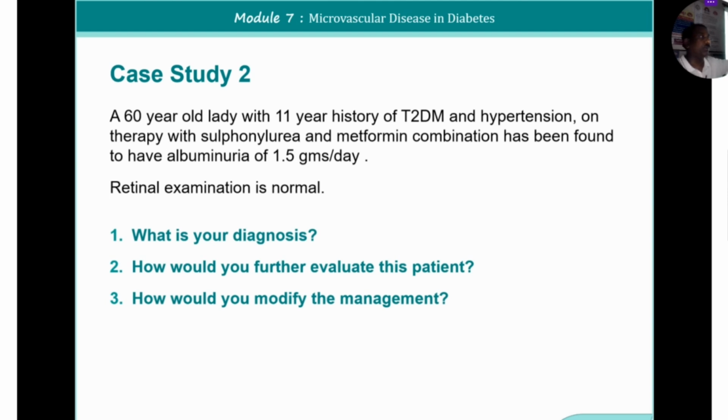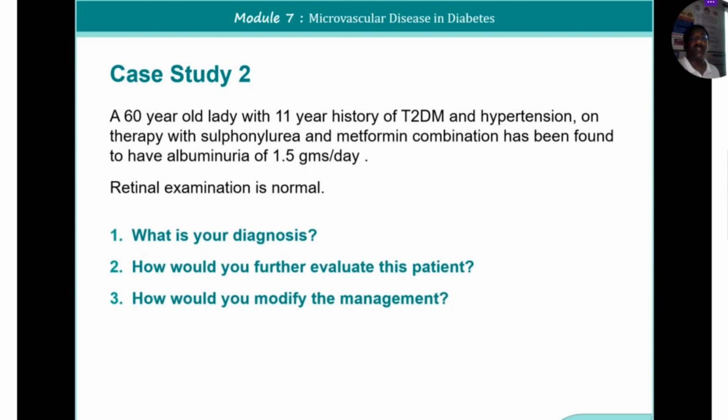A 60-year-old lady, so a post-menopausal woman, with an 11-year history of type 2 diabetes plus hypertension. Okay. Therapy with sulfonylurea and metformin combination. Albuminuria of 1.5 grams means nephropathy. Okay. Now what about the retina? Normal. Now you are in a dilemma: whether this proteinuria is because of the diabetes or non-diabetic. So what is your diagnosis? Could be diabetic nephropathy. Could be non-diabetic nephropathy also.